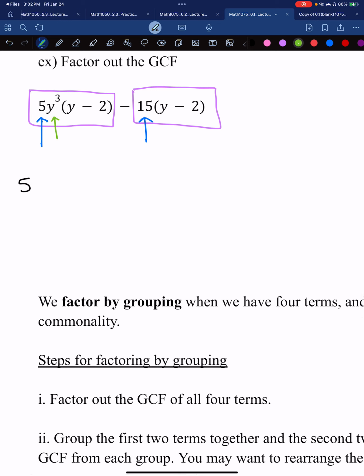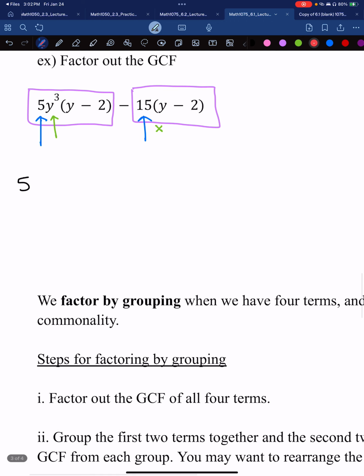Notice that this y cubed does not have a common y on the right-hand side, so we can't take out a y. And then we also have this y minus 2 term that happens once on the left and once on the right. So we can also take that out. So we have now quickly found our GCF instead of having to break everything down. So that is our GCF.